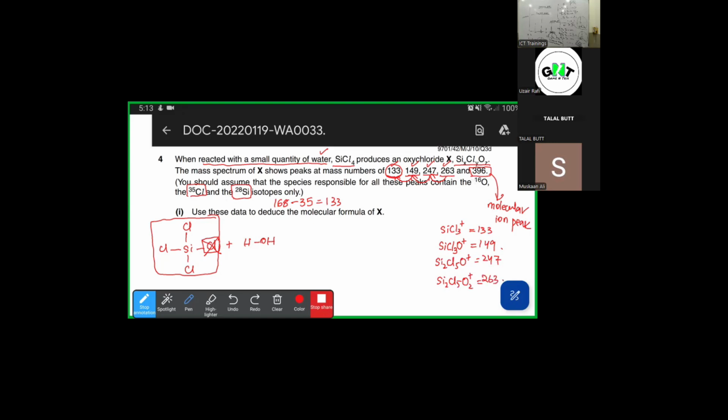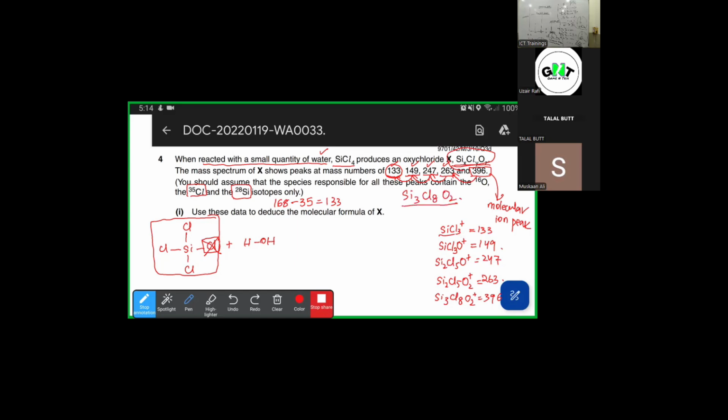Now, if you subtract 263 from 396, it would be 133. So 133 again, SiCl3 positive, that would be added in it. Si3Cl8O2 positive, that would be 396. So it means the molecular formula of the compound is Si3Cl8O2. So this is the molecular formula.